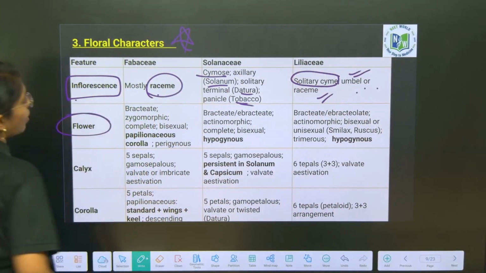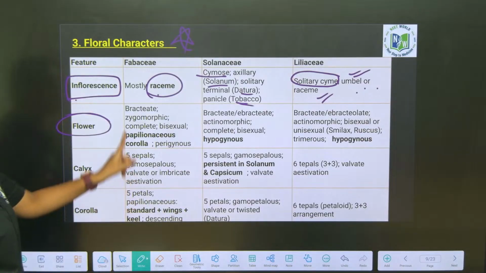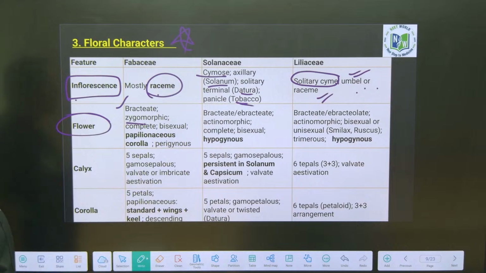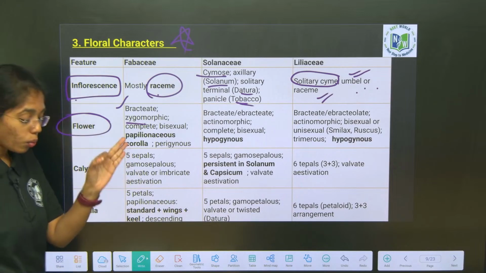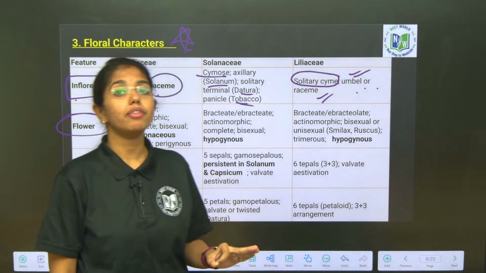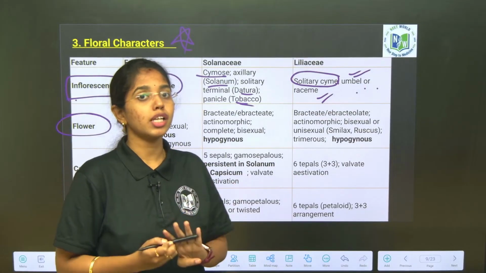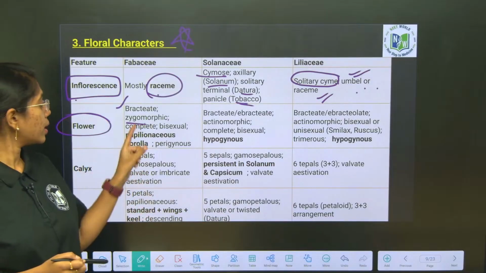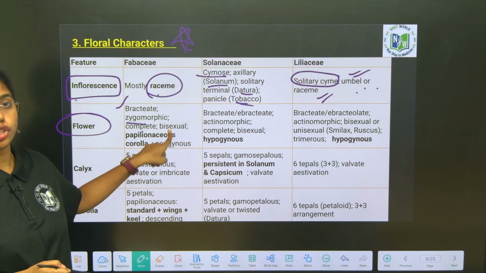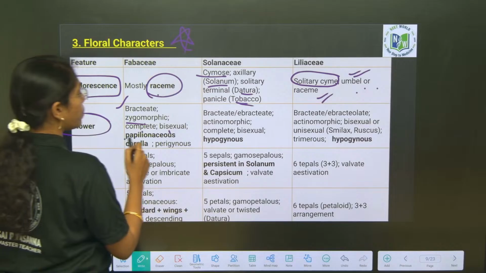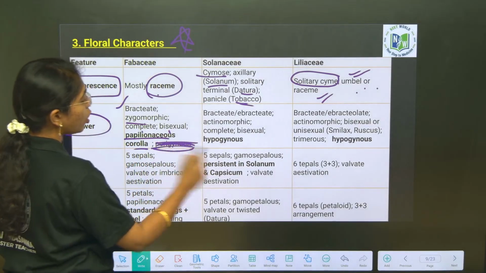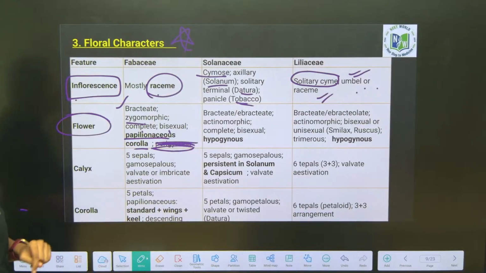Next is flower. The flower in Fabaceae members is bracteate, zygomorphic, as we have seen in the floral diagram, and it is a complete flower. What do you mean by a complete flower? A complete flower consists of two essential and two non-essential whorls. Okay, it has 4 whorls in total. It is a complete flower and it is bisexual. It has papilionaceous corolla and shows a superior ovary, that is, the hypogynous condition.